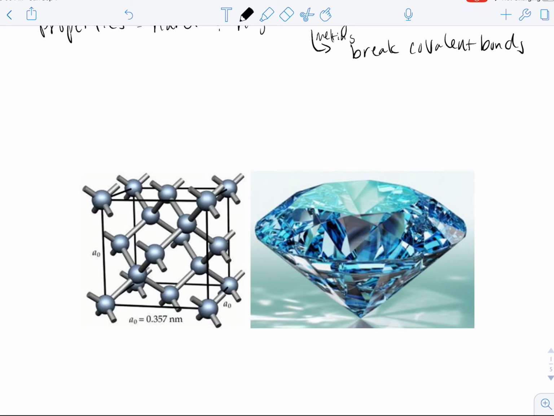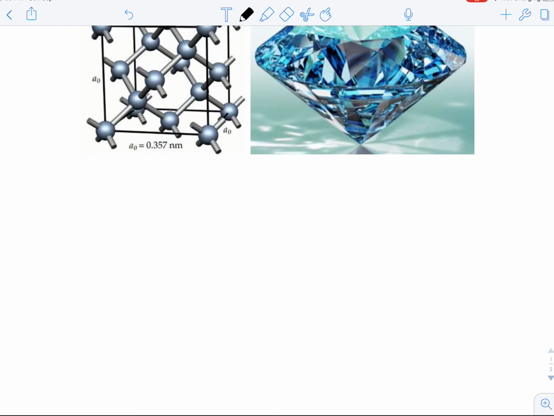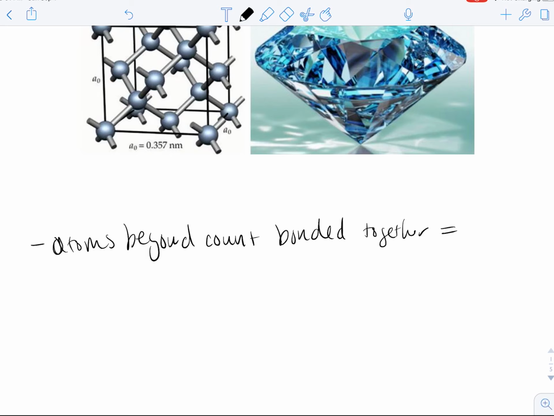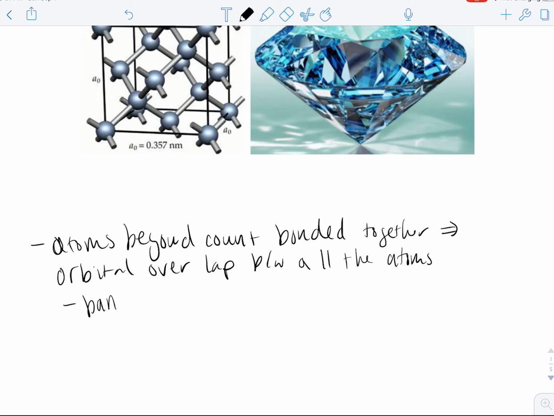And just like we saw with our metallic solids, when we have an extended structure, we have orbitals overlapping each other. So all the atoms together are going to have all of their orbitals overlapping. We have atoms beyond count bonded together. Therefore, we have orbital overlap between all the atoms. So, just like we saw with our metallic solid, and we see the same thing in an ionic solid, we get bands of energy, or bands of orbitals, rather.